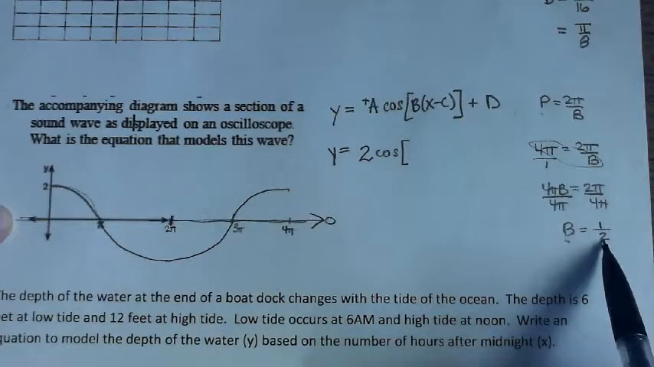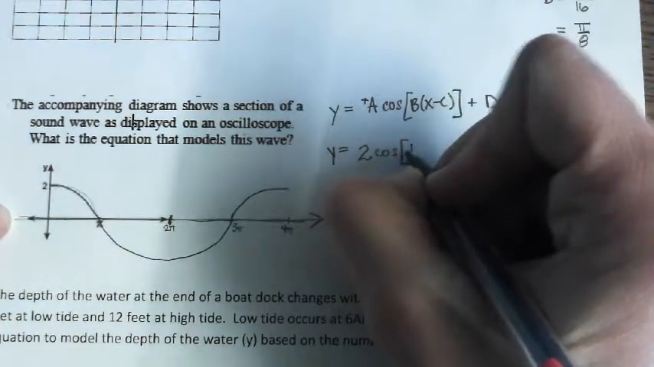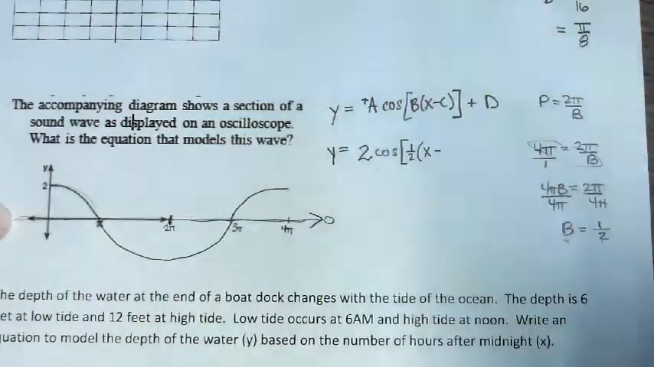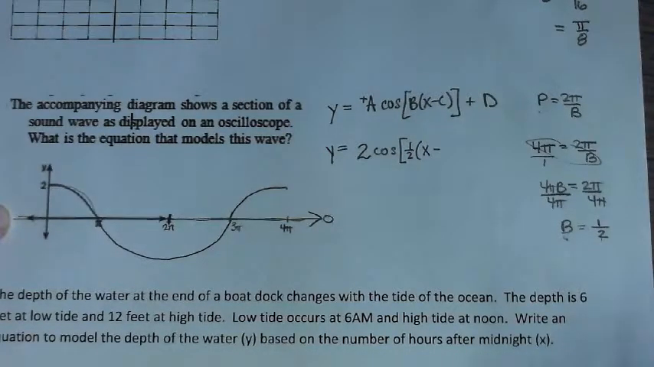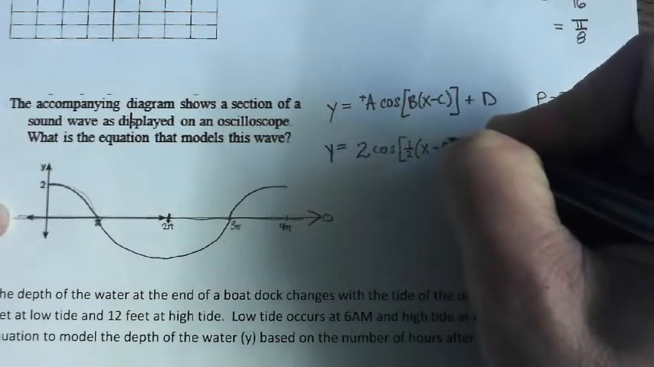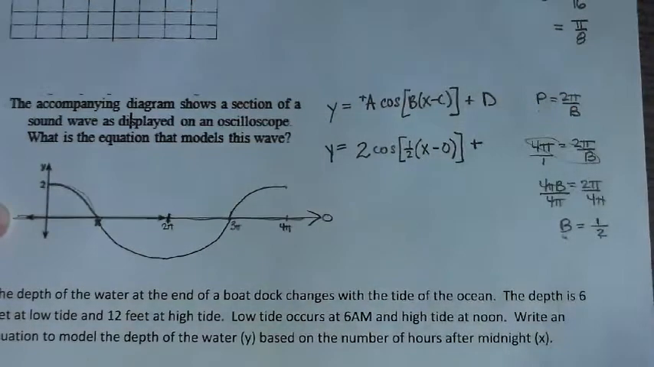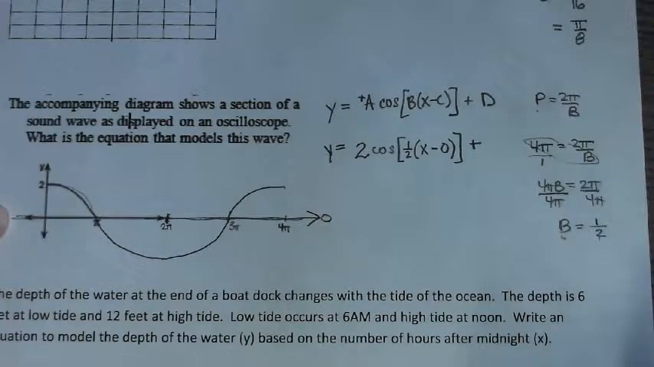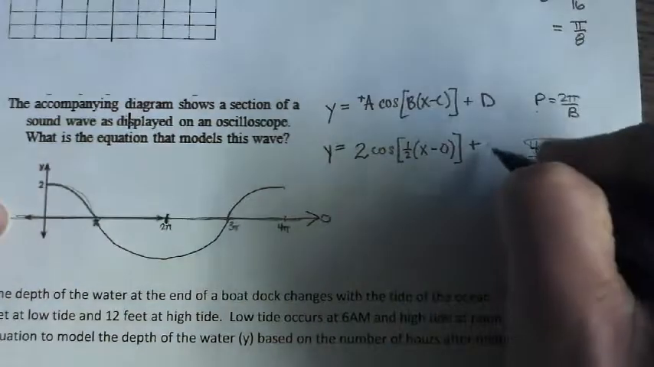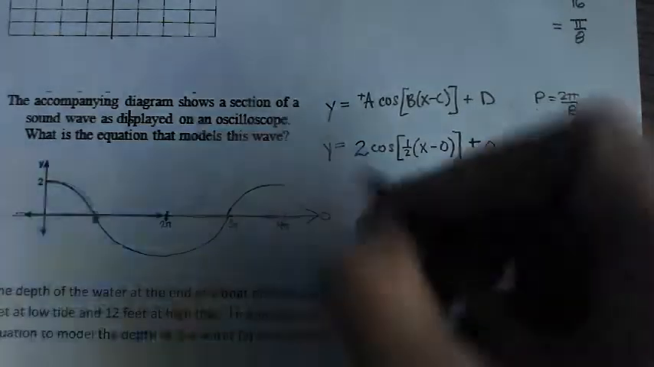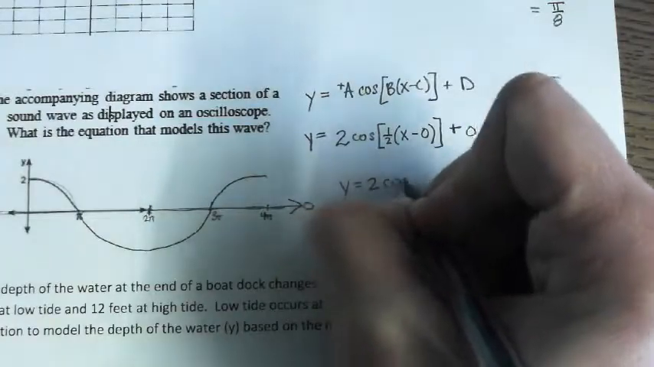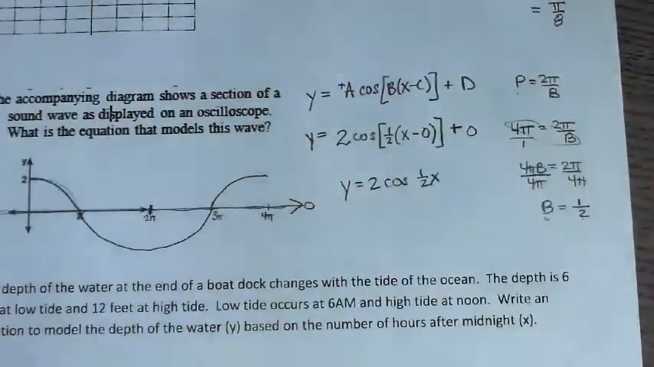I already figured out b is 1/2. What's my phase shift? 0. Doesn't shift it off at all. Plus, what's my midline? What'd you say? 0. Yep. So when I simplify this, it's just 2 cosine of 1/2 x.